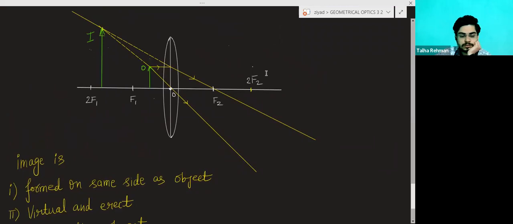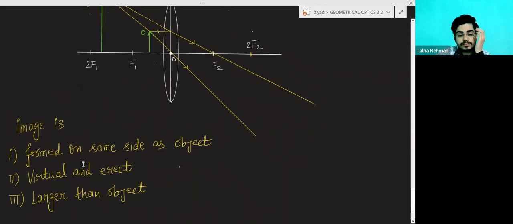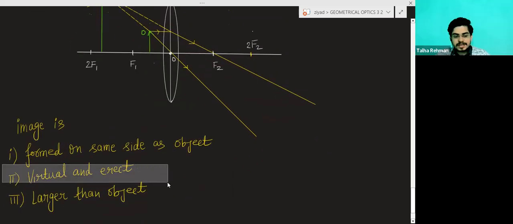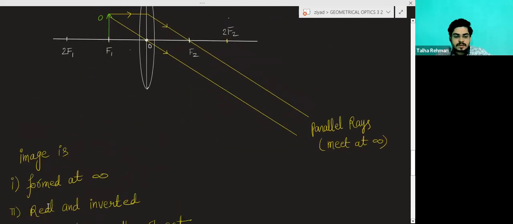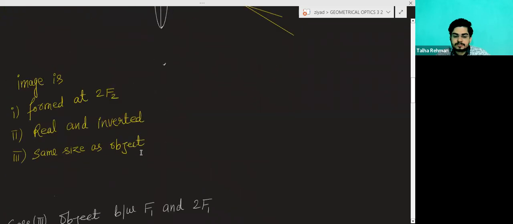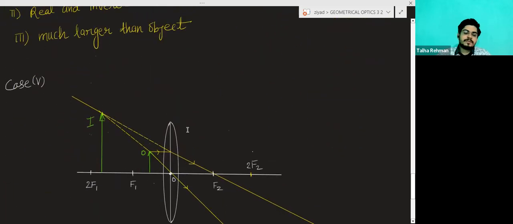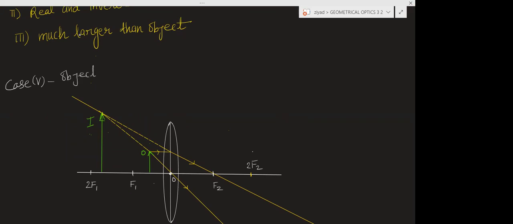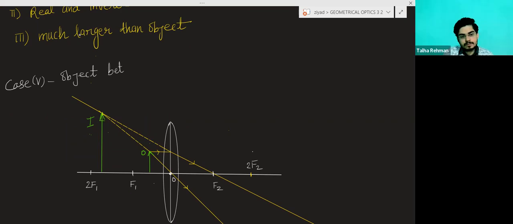Okay, so we have placed the object here and we are getting a virtual and erect image, and the size of the image is larger than the object. This is the only case where you will get the virtual and the erect image. Otherwise, always you will get the real and inverted. So this is case number 5. When you are placing the object between F1 and the optical center, you will get the virtual image. Object between optical center and F1.